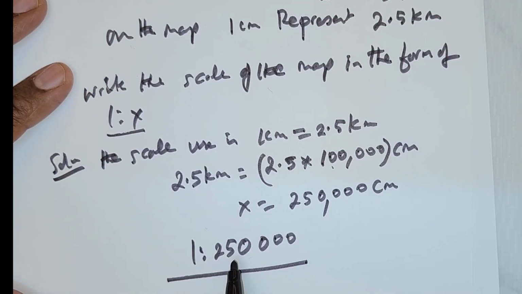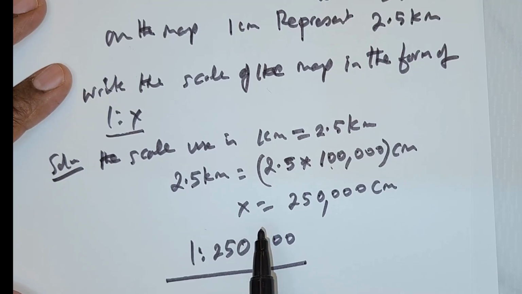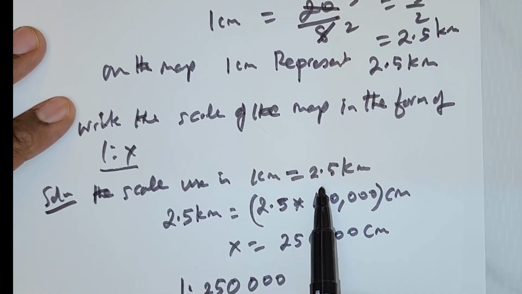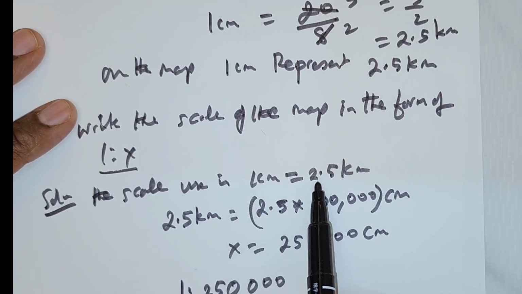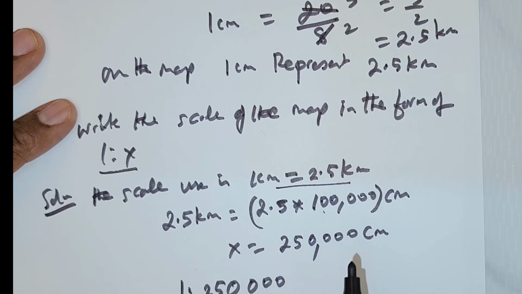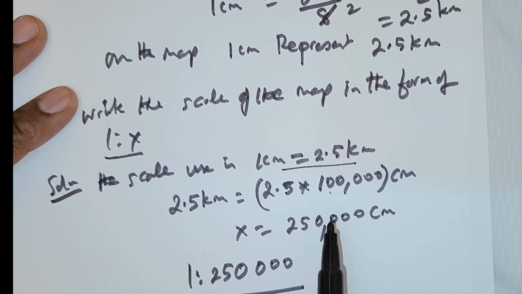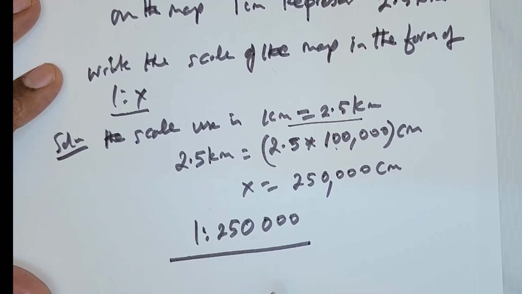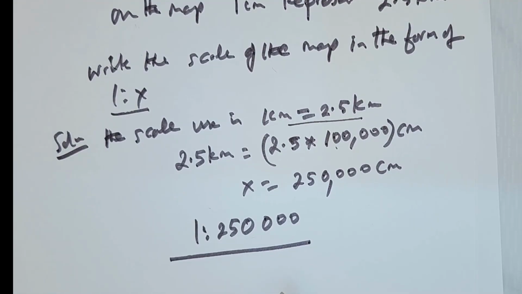Now when you look at it, it looks really Herculean, right? That's why we come to this point where 1 cm is represented as 2.5 km. So this is more manageable when we have a look at it, whereas in this case the number looks really of huge magnitude. But this is what is expected, and we have got the solution.